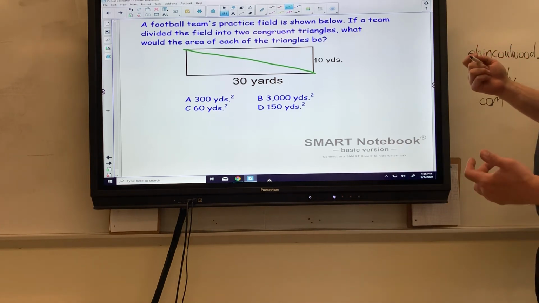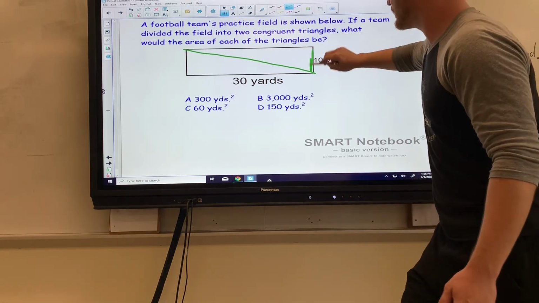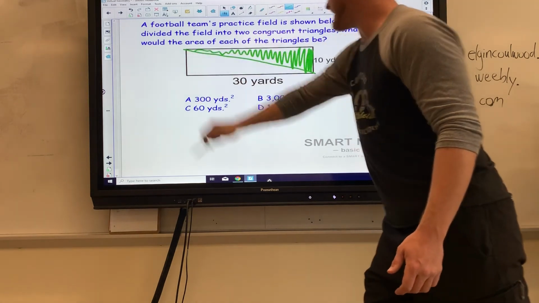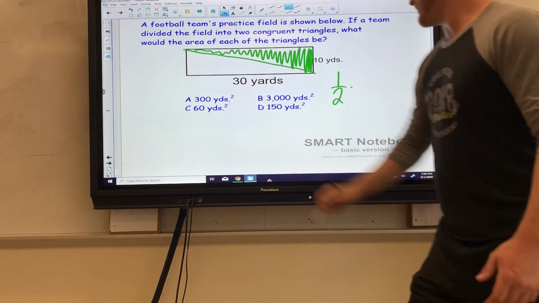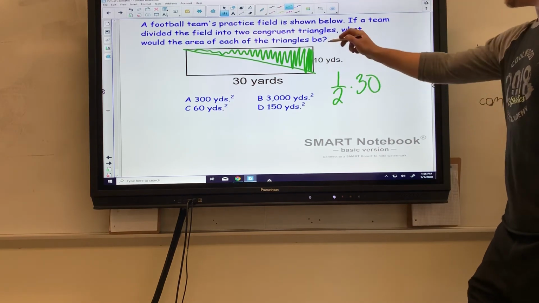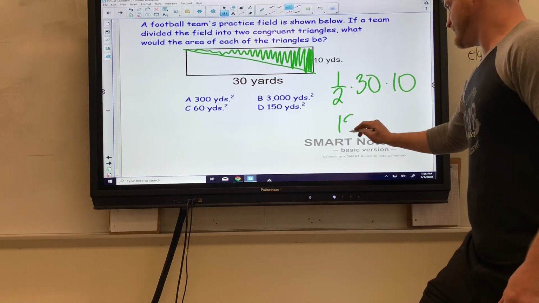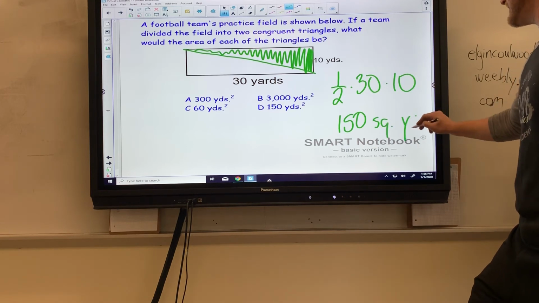It's 30 by 10, not the biggest practice field, so not much area to work with, but since we are looking for a triangle, remember the biggest thing to remember with the triangle is that we got to take half of this. That's what we're always going to start with. 1/2 times base, our base is 30, times height is 10. 1/2 times 30 times 10 gives us 150, and it's yards, so 150 square yards.